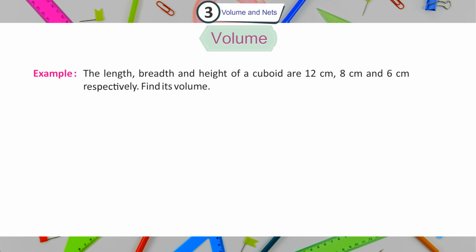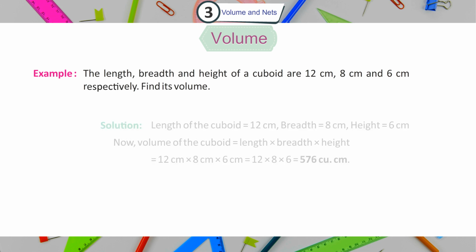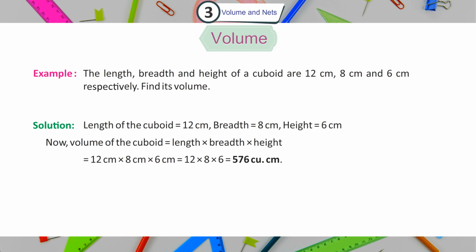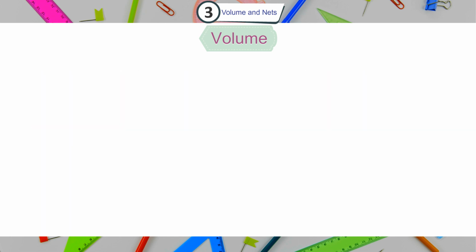Example: the length, breadth, and height of a cuboid are 12 cm, 8 cm, and 6 cm respectively. Find its volume. Solution: length of the cuboid = 12 cm, breadth = 8 cm, height = 6 cm. Now volume of the cuboid = length × breadth × height = 12 cm × 8 cm × 6 cm = 12 × 8 × 6 = 576 cubic centimeter.